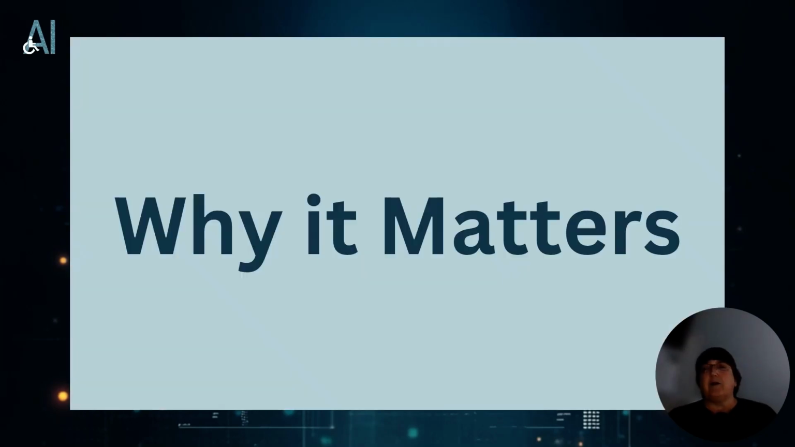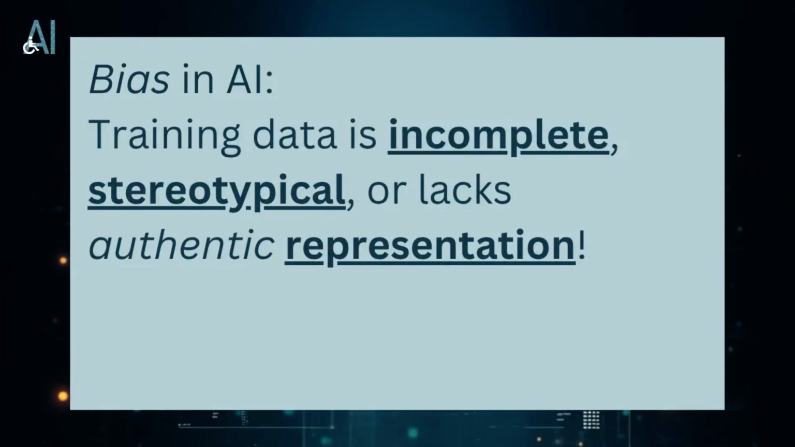So why does this matter? Beyond just making bad images, these failures reflect a deeper, more troubling issue. There is bias in AI training data. AI learns from a vast amount of images and text available that's online. And if that data is incomplete, stereotypical, or lacks authentic representation of disability, the AI will simply perpetuate those inaccuracies.